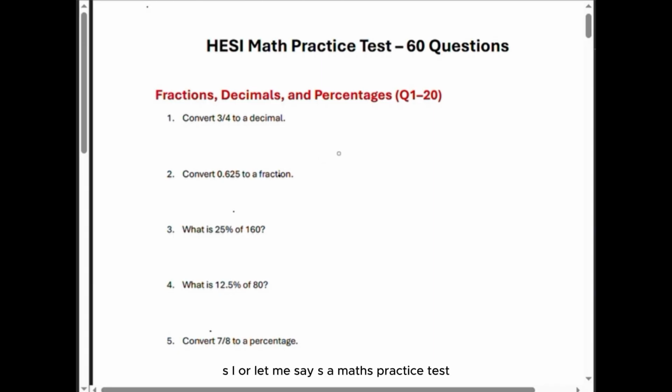HESI Math practice test. We have 60 questions here and we'll be solving them one after the other.